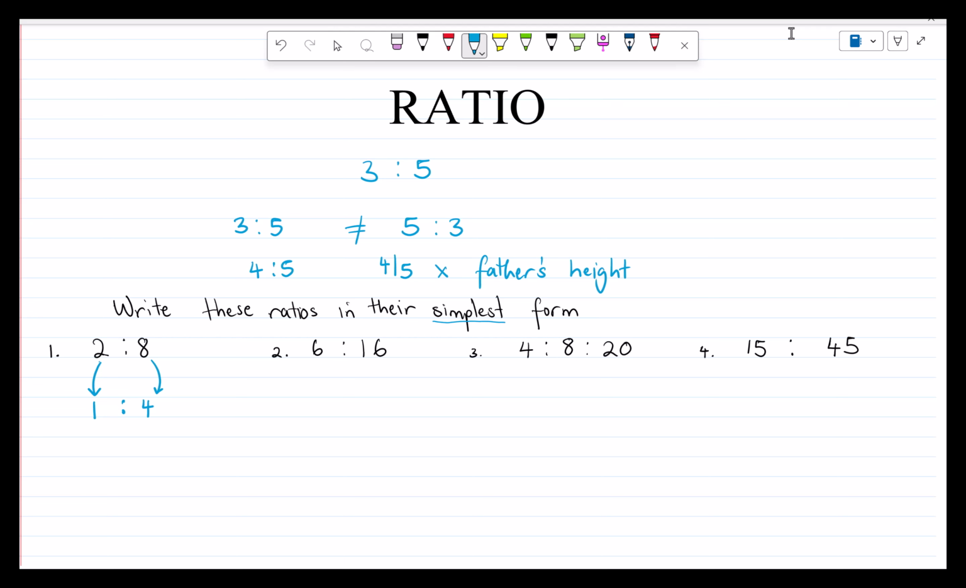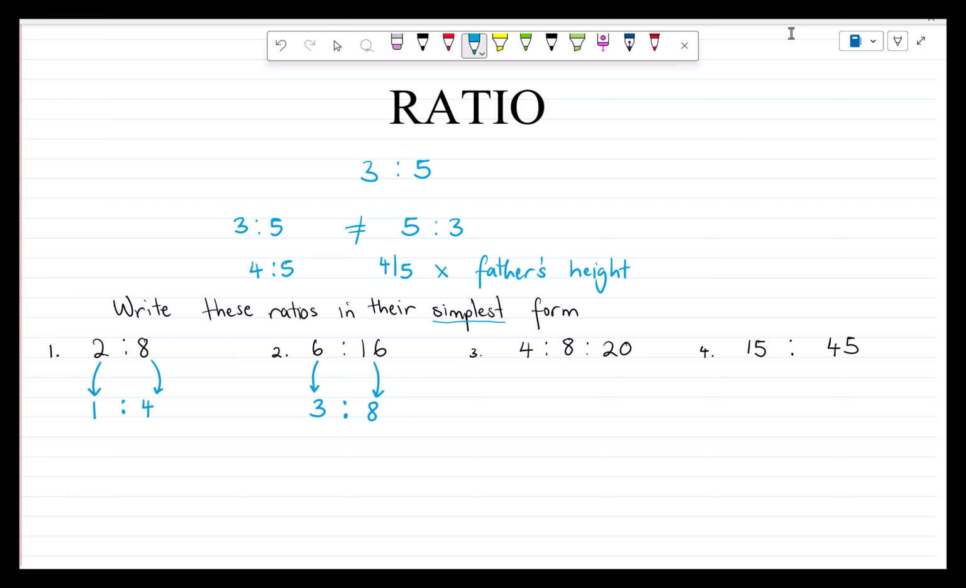And then number 2, we have the ratio 6:16. What we're going to do is find the highest common factor of 6 and 16, and in this case, it is also 2. So we divide 6 by 2 and we get 3, and we have our colon, and then we say 16 divided by 2 and we get 8. We have simplified this and we cannot simplify it any further. Hence, the ratio becomes 3:8.